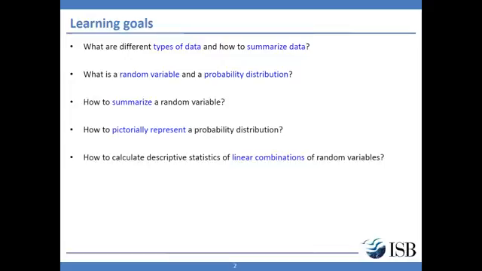Following this, we will acquaint ourselves to the idea of a random variable and probability distribution of a random variable. The key here would be to understand the relation between a dataset and a random variable. We will also look into some methods of summarizing a random variable. We will then move on to some pictorial representations of data. And lastly, we will discuss linear combinations of independent random variables. So first, let us begin by revising different types of data and some summary measures.